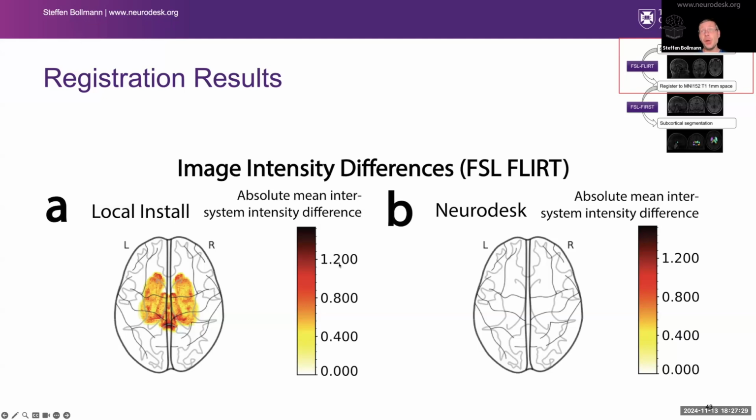So the cool thing is when we run this in Neurodesk where we control the glibc version, this effect is not there. There's nothing there. And that's exactly how it should look like. There shouldn't be a difference between this. It's a fully deterministic analysis. There shouldn't be any variance between that. And that's cool.